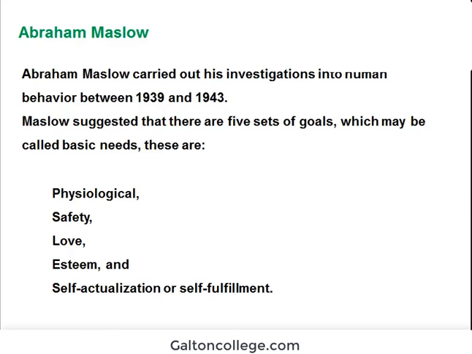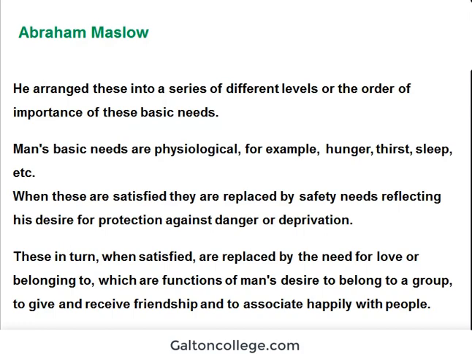It's not to say that Maslow's hierarchy of needs is the be-all and end-all of motivation theory. There are many theories of motivation. It just so happens that this one seems to be quite famous and deserves quite a bit of attention. So let's look at these goals: psychological, safety, love, esteem, and self-actualization, and see what they're about. He arranged the goals into a series of different levels in order of importance, and he ranked these basic needs according to the levels of importance, as we'll see in a moment.